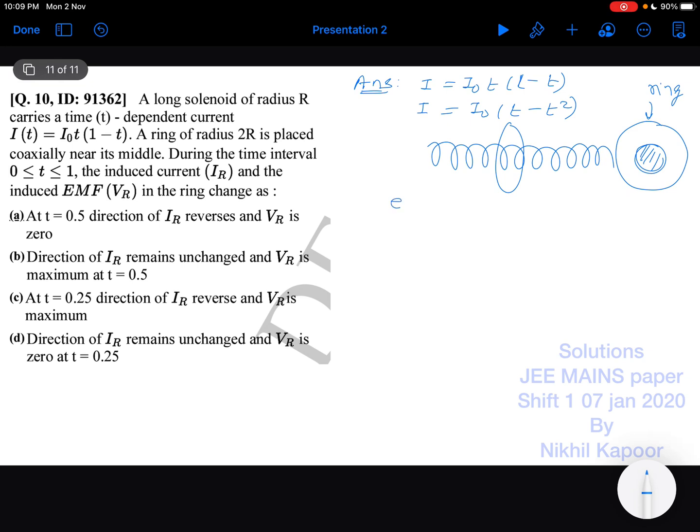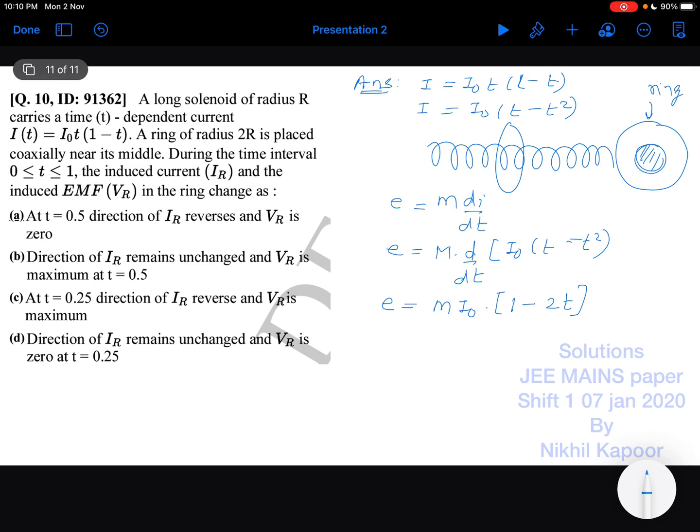Now we know that the EMF induced in the ring will be equal to m into di by dt, where m is the mutual inductance which remains constant between the two bodies, and it will be d by dt in bracket I naught into t minus t square. So m will remain as it is, I naught will remain as it is. Derivative of t with respect to t would be 1 and derivative of t square would be 2t. So the EMF would be time dependent like this.